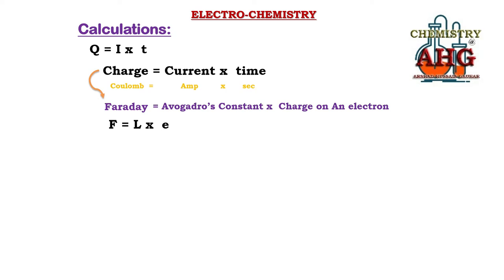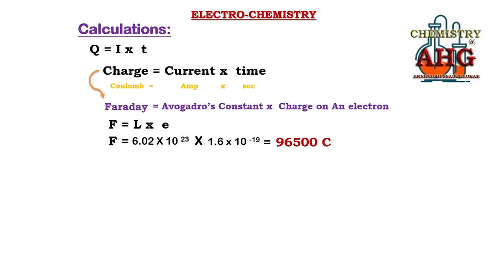How is that? Very simple. Just insert the numerical value of Avogadro's constant L, which is 6.02 into 10 raised to the power 23, and the charge on an electron is 1.6 into 10 raised to the power minus 19 coulombs. Now if you use the calculator, you can get an answer that is 96,320 coulombs. But for simplification in chemistry, we have rounded up this numerical value that is equal to 1 Faraday. It is 96,500 coulomb. So this is the numerical value that we have taken equal to 1 Faraday.